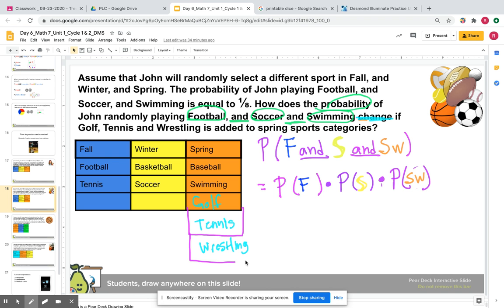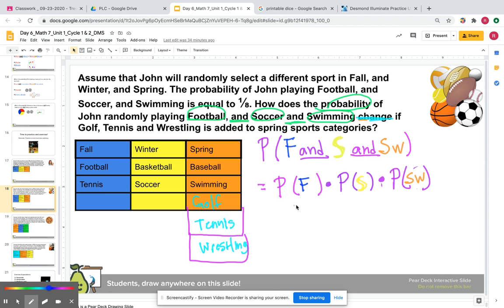So how will that change the probability for John to pick football randomly and pick soccer randomly and swim randomly? So just like before, you're finding the probability of picking football just from the fall sports. There's only 2. So go ahead and write that down on your piece of paper. Also, go ahead and write down the probability of picking soccer in winter only, and also the probability of swimming only in spring. And then check back in with me if you have it correct. So pause the video and then unpause it when you're ready.